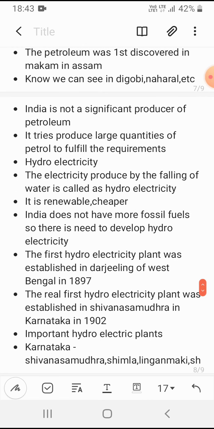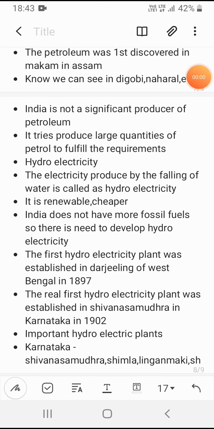The next topic is hydroelectricity. For 1 mark, what is hydroelectricity? The electricity produced by falling water is called hydroelectricity. As you know, it is renewable, we can make it again, and it is cheaper. We can make hydro power stations at less cost.